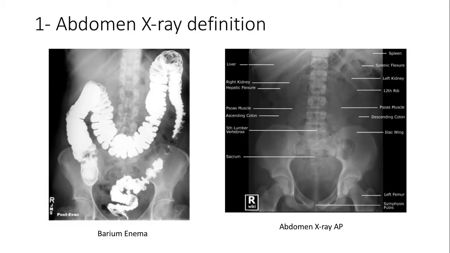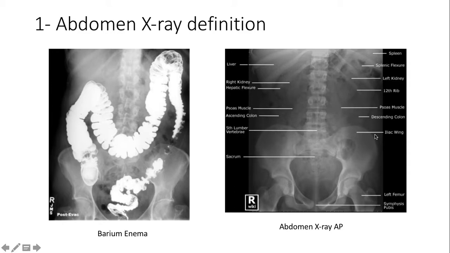Number one, abdomen x-ray definition. So what's an abdominal x-ray? An abdominal x-ray is an x-ray radiograph of the region of the abdomen. The region of the abdomen is that region that lies between the thoracic region and the pelvic region. So between the chest and the pelvis, as we can see in both images right here.